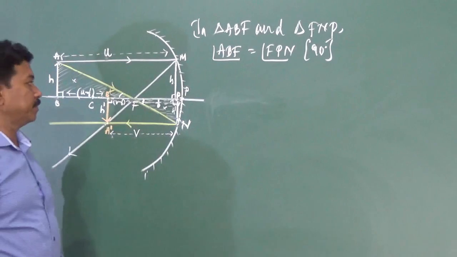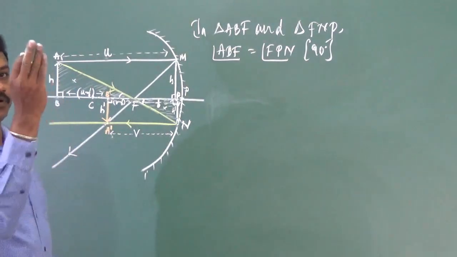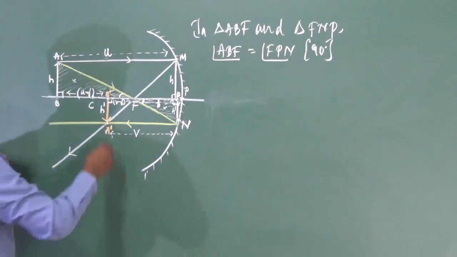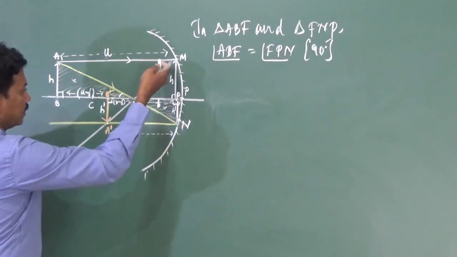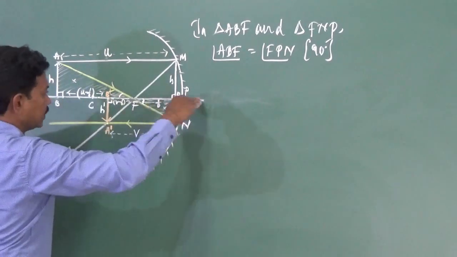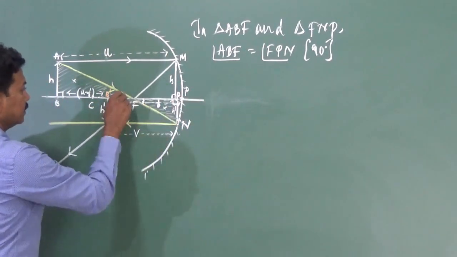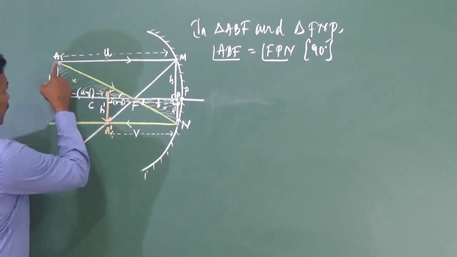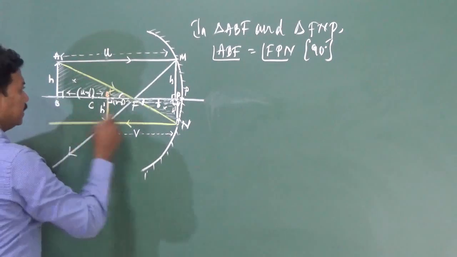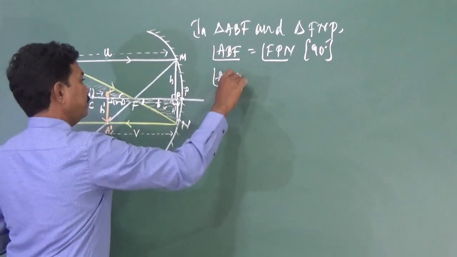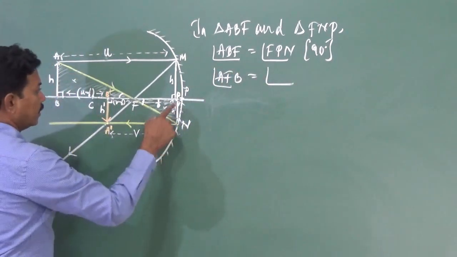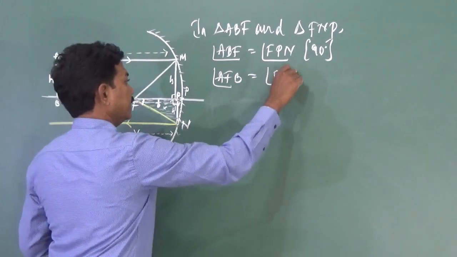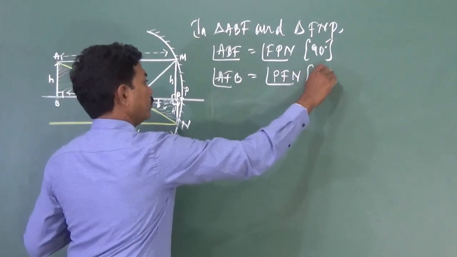According to the previous definition in your classes, if two straight lines intersect at a point, then the vertically opposite angles are equal. If you consider this as a line and the principal axis as another line, then these two angles will be vertically opposite angles. So I will read the angles now. Angle AFB is equal to angle PFN. So these are vertically opposite angles.